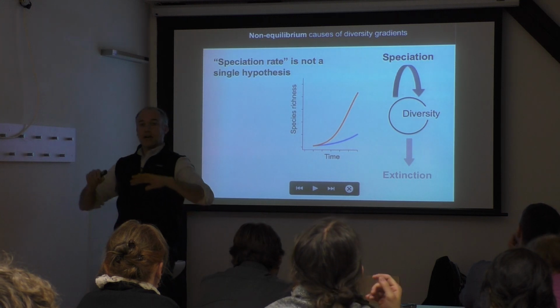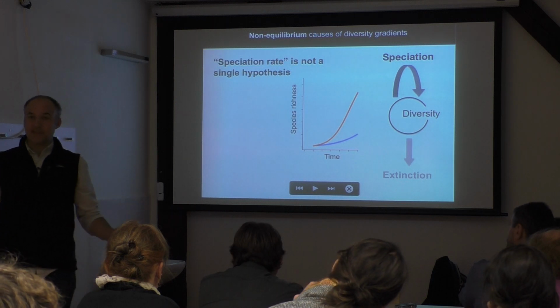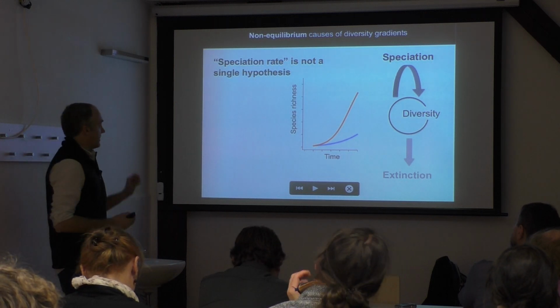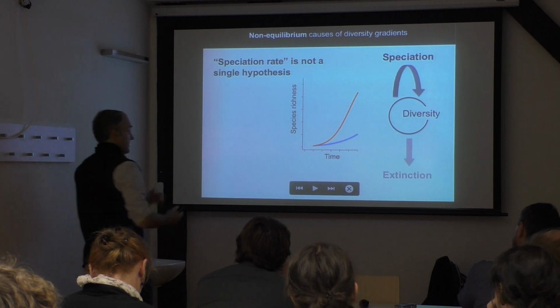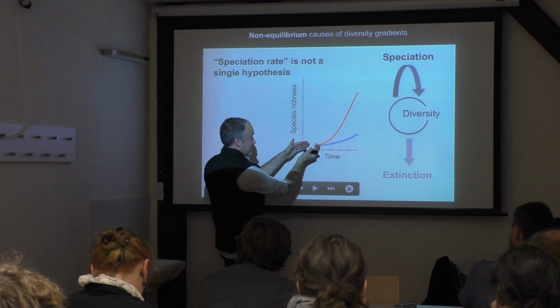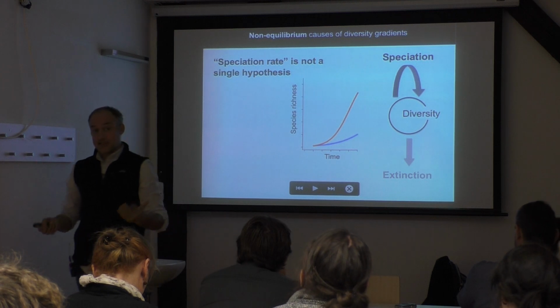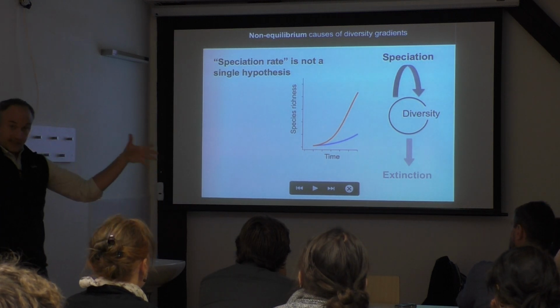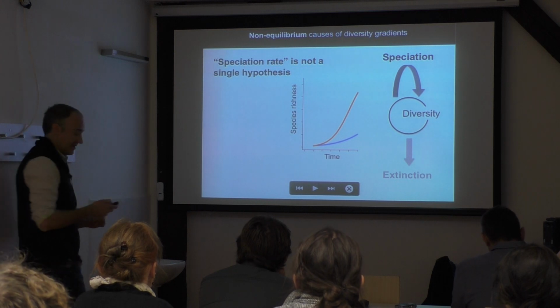Now, when I said a few slides ago that there were hundreds of hypotheses for the latitudinal diversity gradient, one thing to keep in mind is that when I say speciation rate as a cause of the latitudinal gradient, like maybe speciation rate is faster in the tropics, that's not a single hypothesis. There are many potential mechanisms that get subsumed within this general umbrella mechanism of speciation rate.